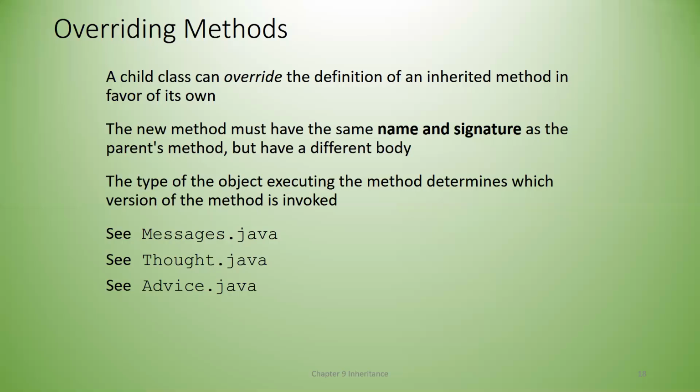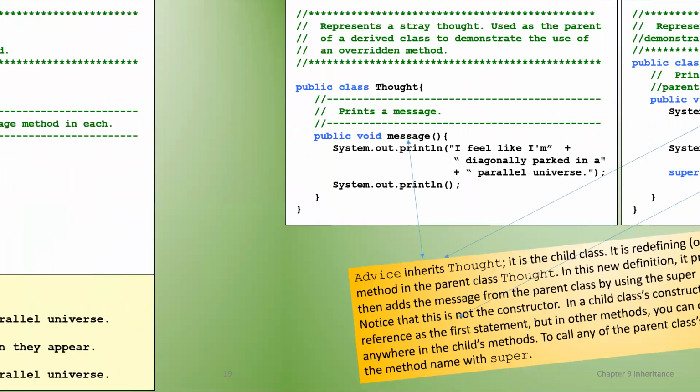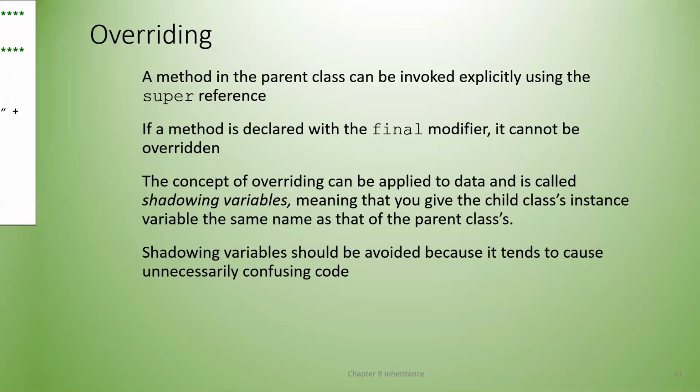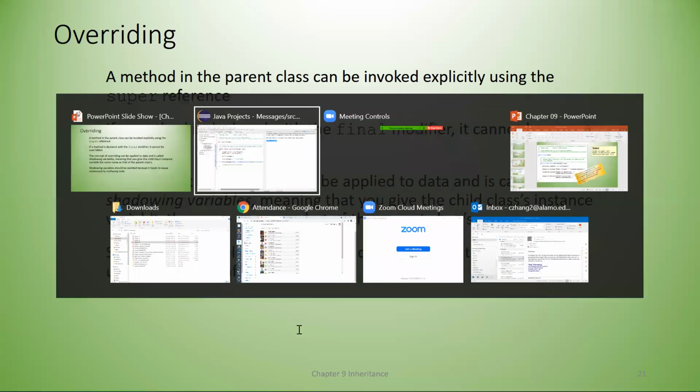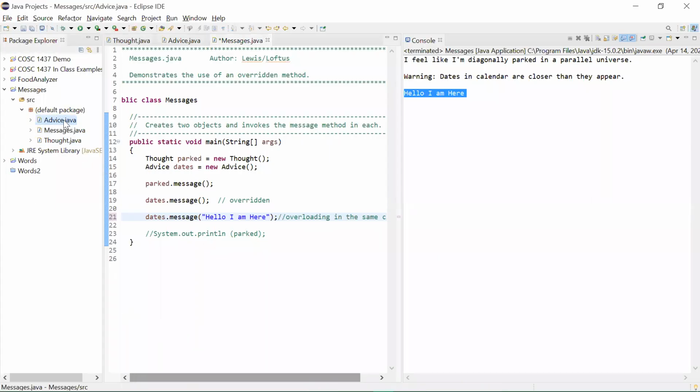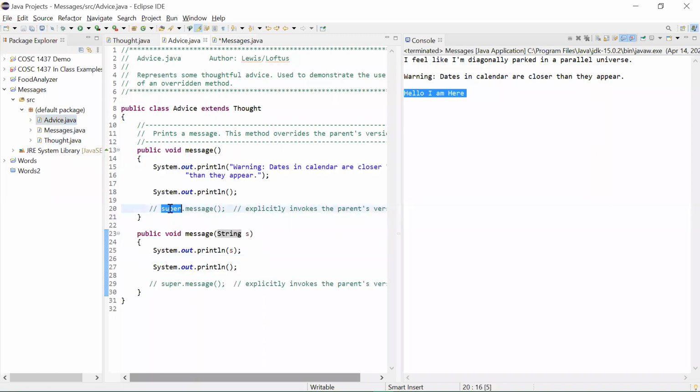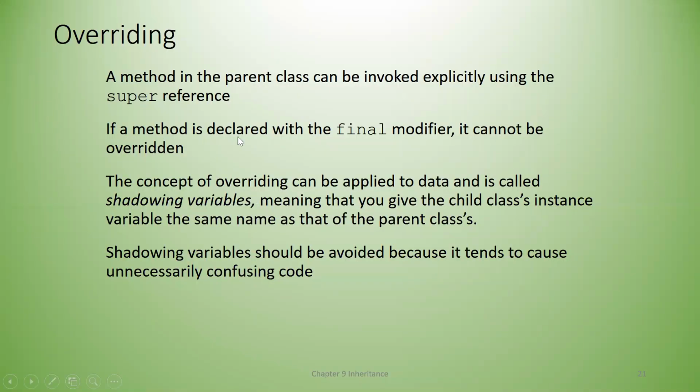No questions, everybody? Okay, overriding, we discussed this. A method in the parent class can be invoked explicitly using the super reference. And that's what this is doing. You can invoke a parent method by explicitly using the super reference. Okay. If a method is declared with a final modifier, it cannot be overridden. It's simple, it's final. You cannot override anything that's final, right?